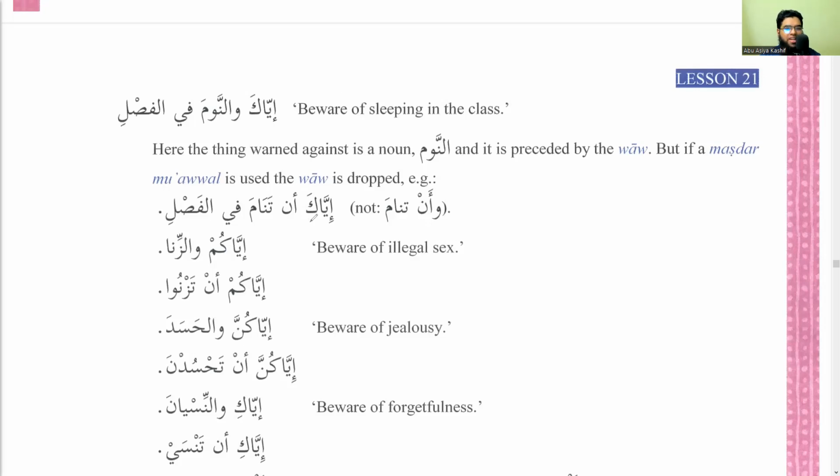And the context will obviously tell. I mean, there's no verb like sleep, or you cannot translate. Beware of sleeping in the class. The meaning is the same. Antanama fil fasli, that you sleep in the class. We won't say wa antanamu. So this is the only twist here, which he brought up.